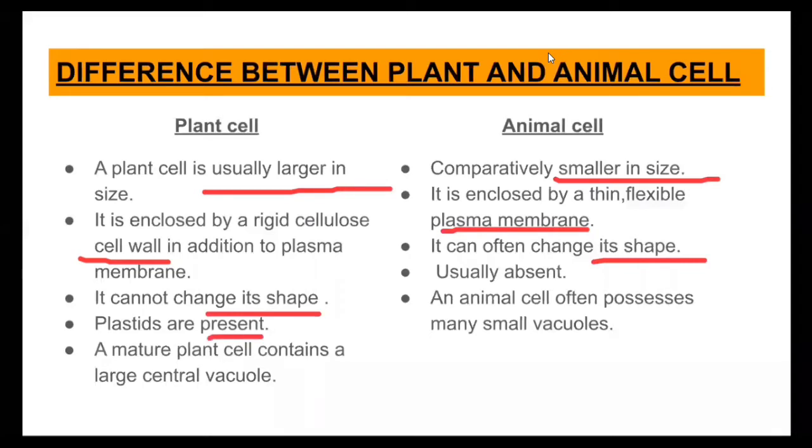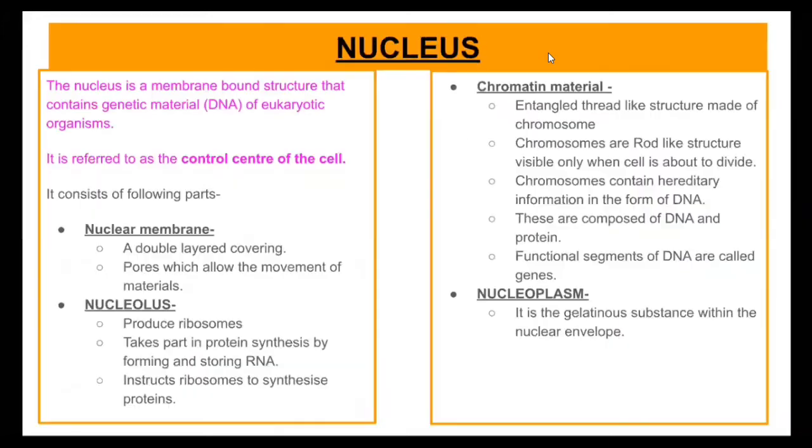Plastids are present in plant cell, but in animal cell the plastids are absent. A mature plant cell contains a large central vacuole, but animal cell has small vacuoles, many small vacuoles. The nucleus is the most important part of the cell, which is found at the center of the cell. It is a part of the cell which contains genetic material, DNA, of eukaryotic organisms, known as the control center of the cell, because it controls all the biochemical activities going on inside the cell.